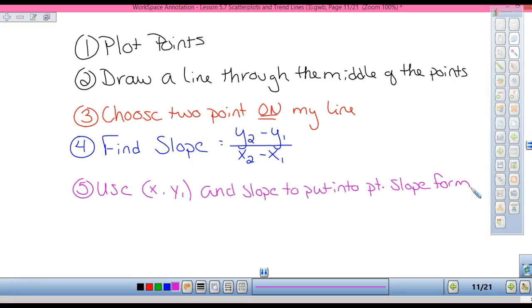Who remembers what point slope form was? No, y equals mx plus b is slope intercept. Is it that really long one? Is it like y minus y1 equals m times x minus x1?